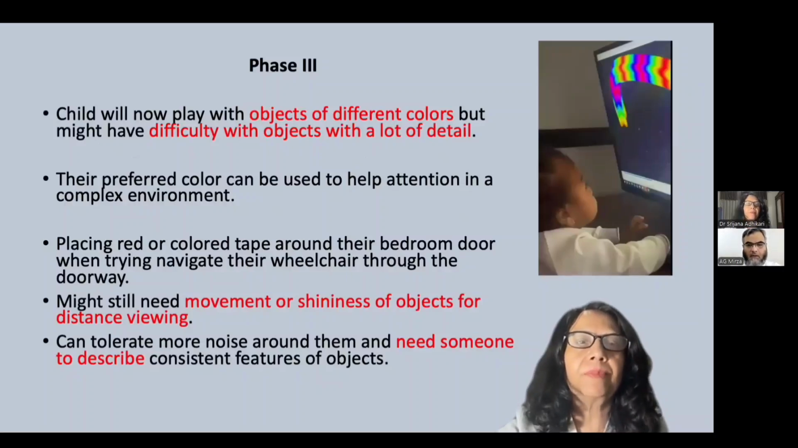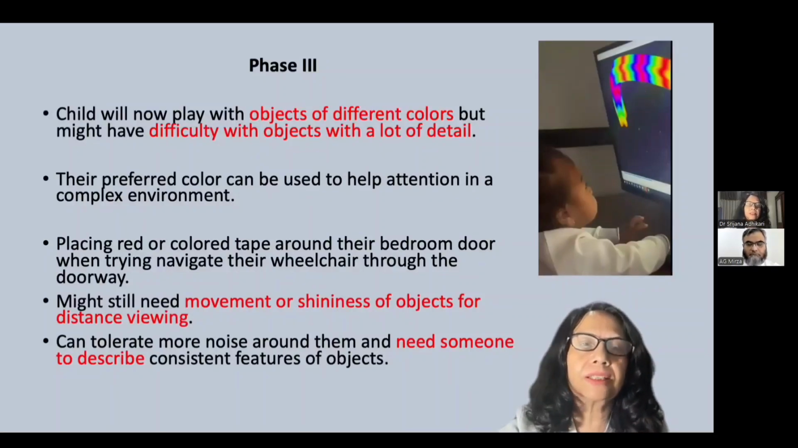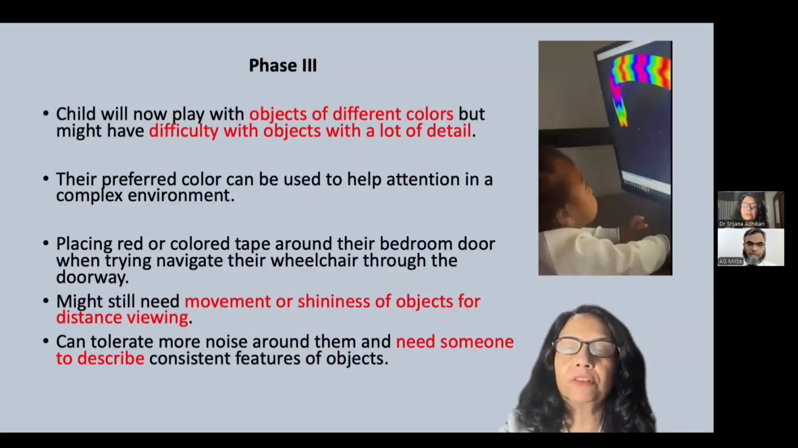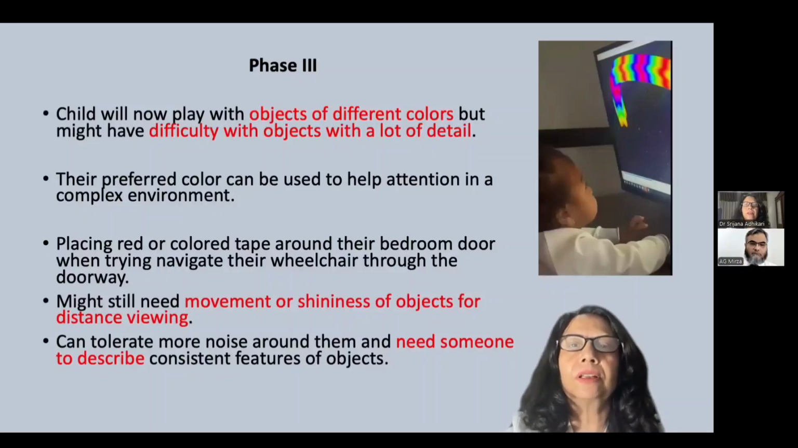In phase 3, the child can now play with objects of different colors, but might have difficulty with objects with a lot of detail. Their preferred color can be used to help attention in a complex environment, such as placing red tape around their bedroom door when trying to navigate their wheelchair through the doorway. They might still need movement or shininess of the object for distance viewing, can tolerate more noise around them, and need someone to describe consistent features of the object. So these are the features that we can give children in visual rehabilitation according to the phases.